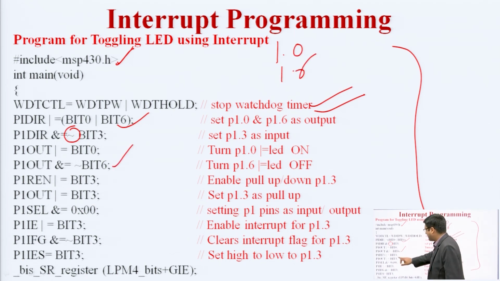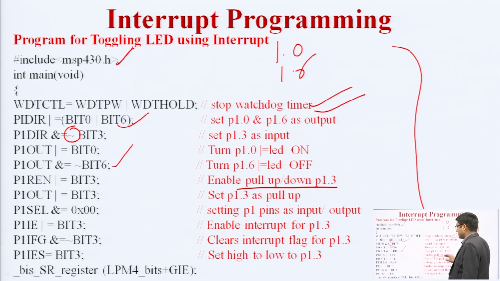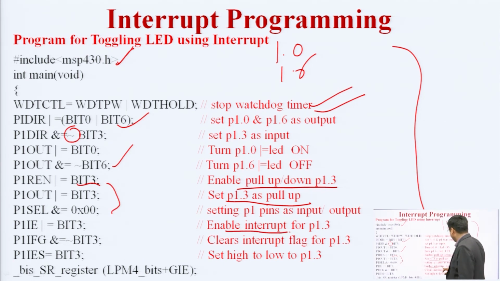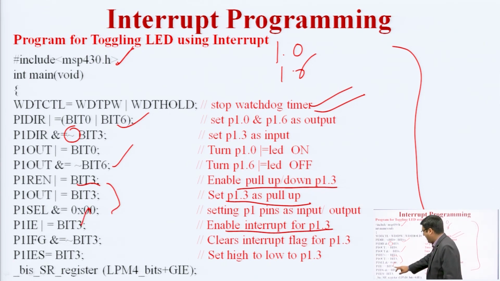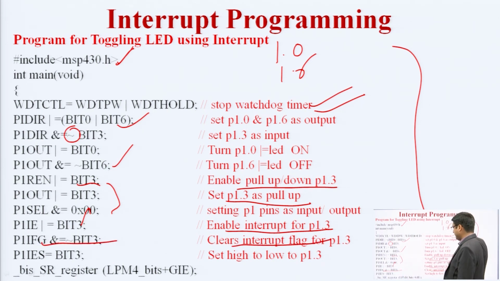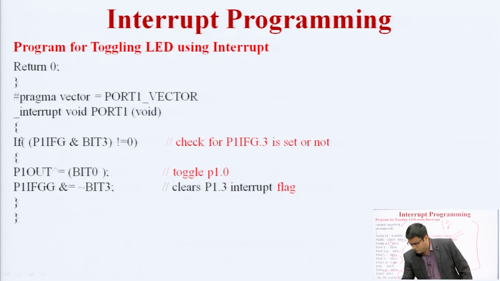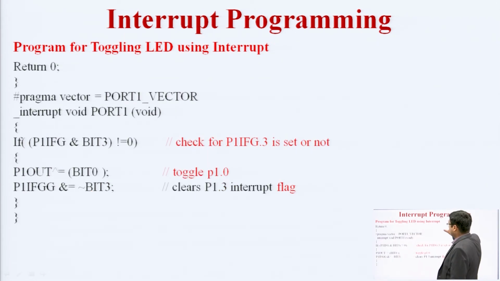We will set the direction. We will enable the pull up/down registers through this. After that, we will clear the values. Okay, and enable the interrupt for P1.3 here, and for that particular pin the flag will be raised. Okay, and after that the program will go into low power mode 4. Okay, and after executing the interrupts, we will return to the main program.